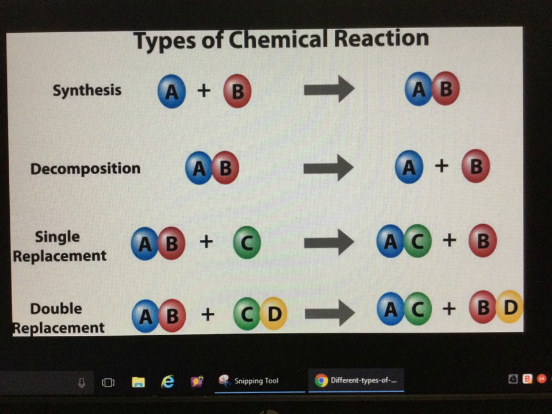Here you have, now they're using A plus B equals AB, but let's use an actual equation. So let's make something up, like sodium and chlorine. They come together and they create salt. This is a synthesis reaction or a combination.